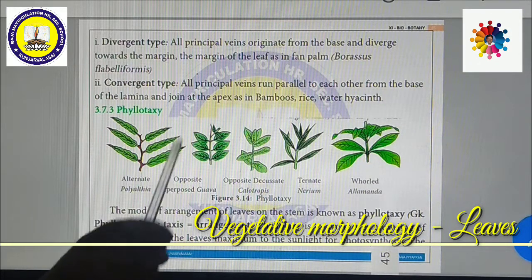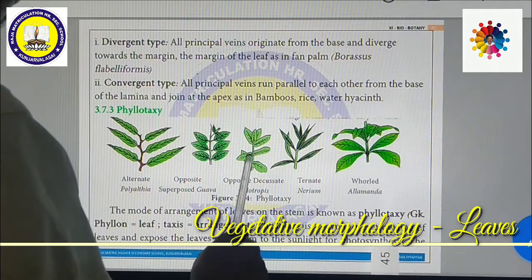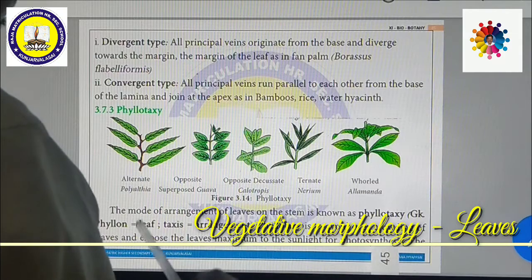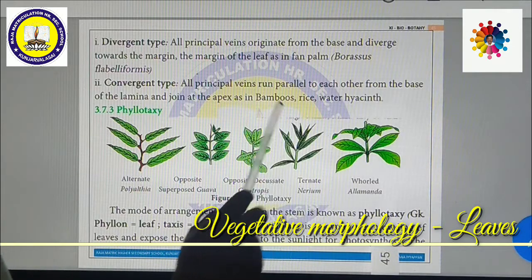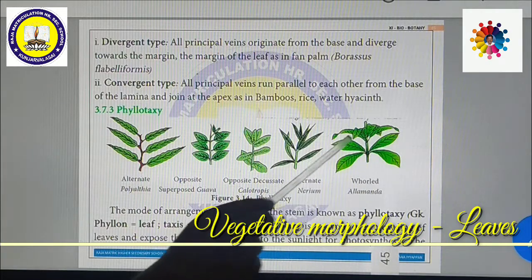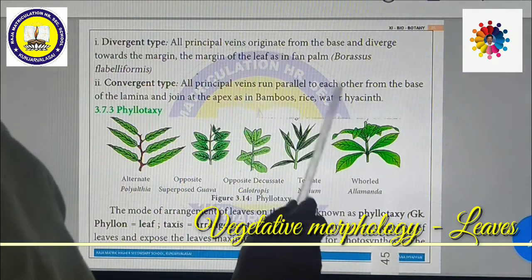Then opposite decussate. In Calotropis, if you see, each and every node has two opposite leaves, but one node is at right angle to the other node. That means these two leaves are at right angle to the other two leaves in the opposite direction. These are called opposite and decussate. The third one is ternate, in Nerium, Arali, Savarli. These are all very good examples. Each and every node possesses three leaves. These are called ternate. The fourth one is called whorl. Example, Allamanda. Each and every node has four or more leaves, then they are called whorl.